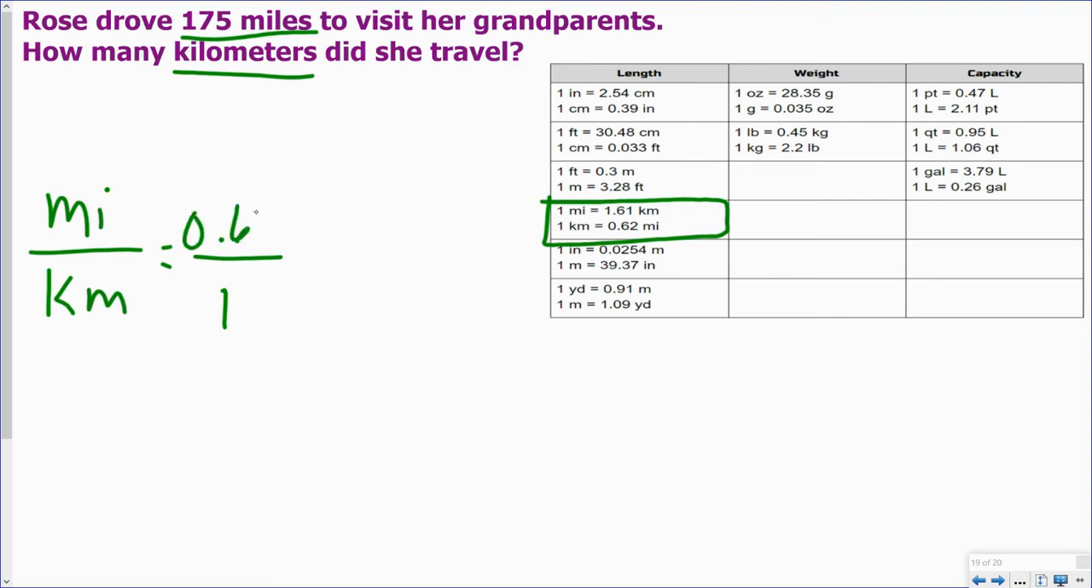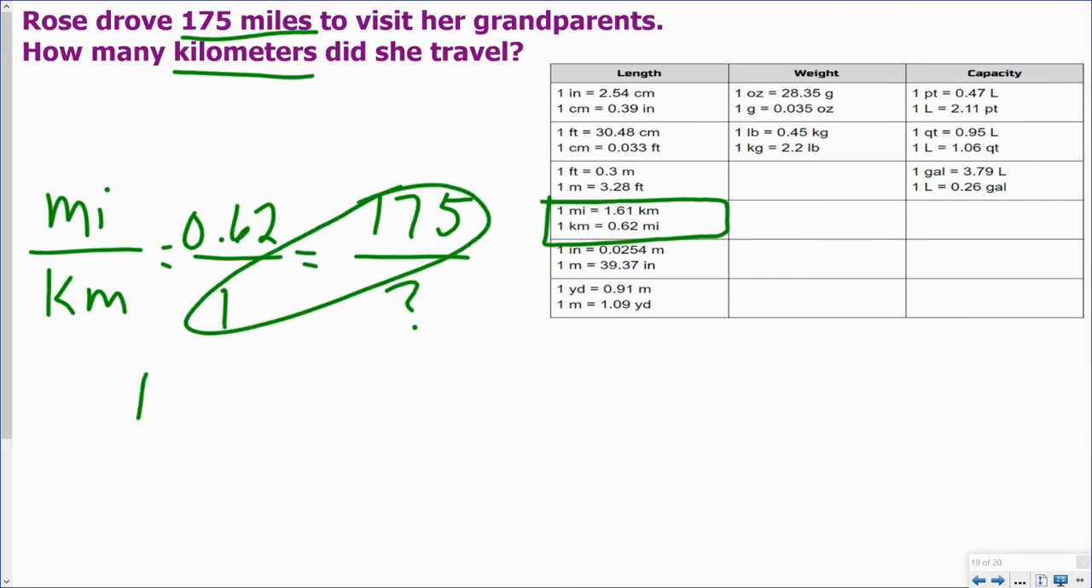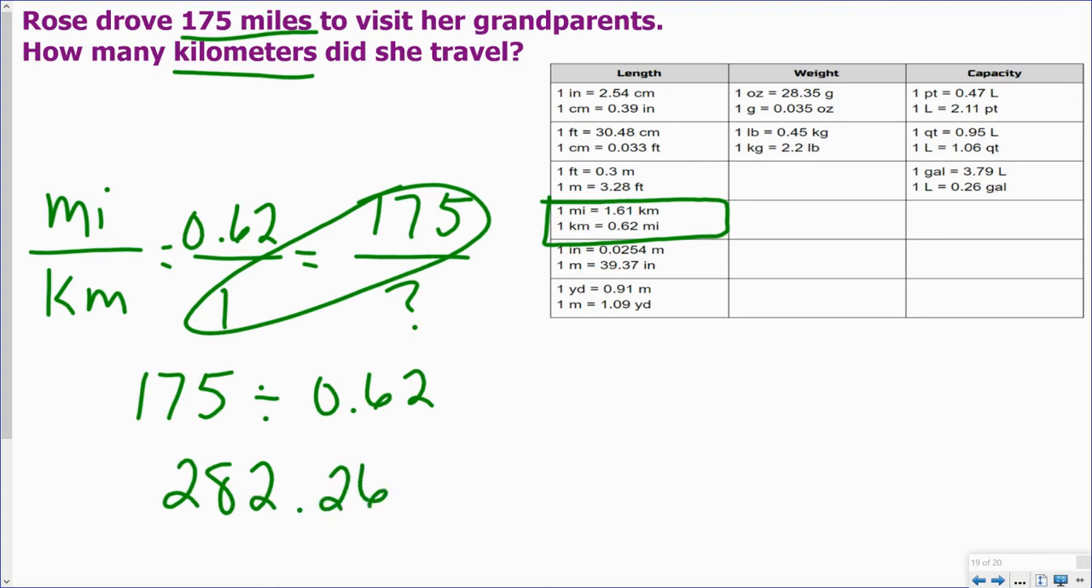So if I start off, I have my miles and I have my kilometers, and it says that 1 kilometer is 62 hundredths miles. I have 175 miles, and I'm trying to figure out how many kilometers that is. And so I cross multiply, that gives me 175. I'm going to divide that by 62 hundredths. And in doing that, that would give me 282 and 26 kilometers.